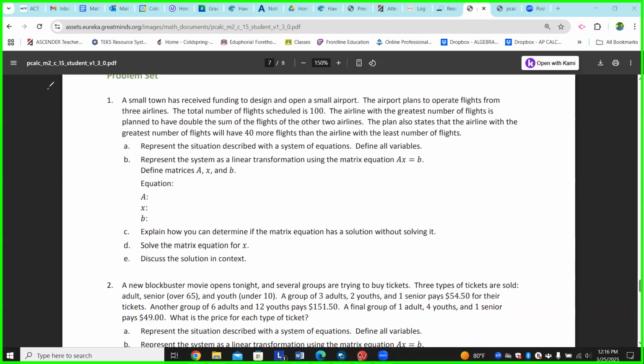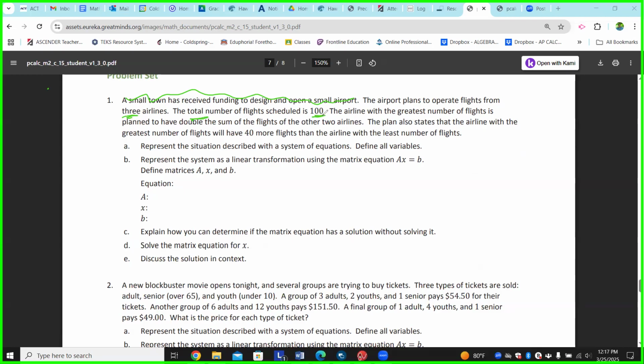So number 1, it says a small town has received funding to design and open a small airport. Well, first of all, does that first sentence even matter? No, take it out, right? I don't care why they're doing the math. I just need to know the math. The airport plans to operate flights from 3 airlines. That could potentially be important. The total number of flights scheduled is 100. Again, this seems very important.